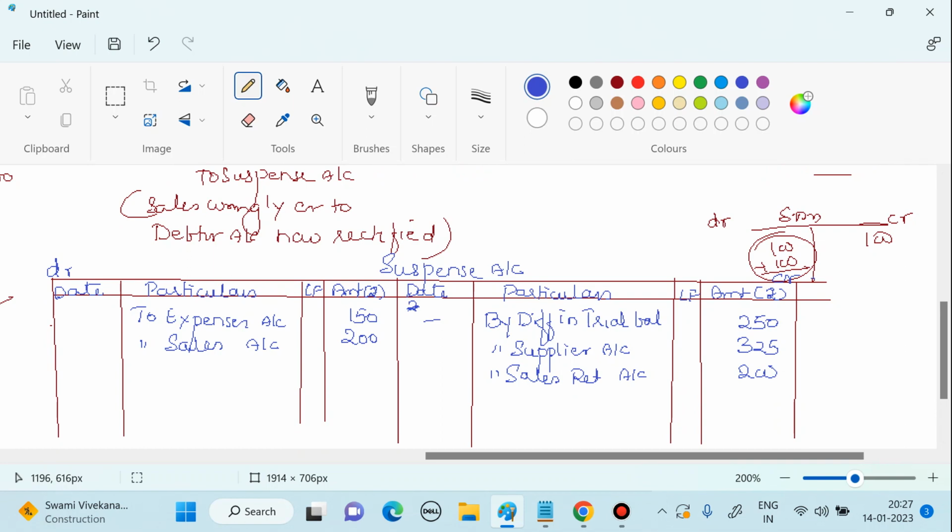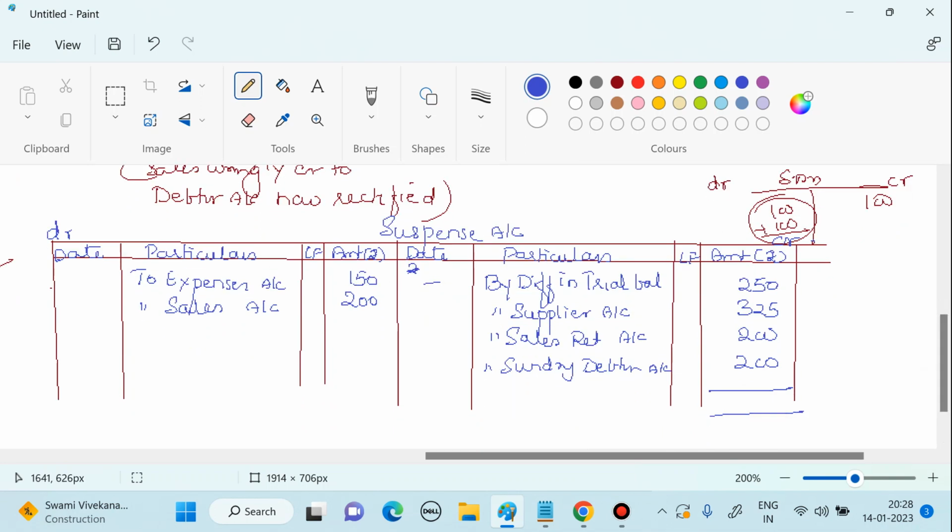Then sundry creditors to purchase. Suspense account is not involved here. Last, sundry debtors to suspense. So by sundry debtors account. That is 200. Now if you see here, actually there is still balance left. So it means still there are errors which are to be identified.